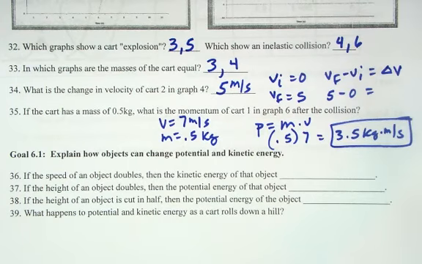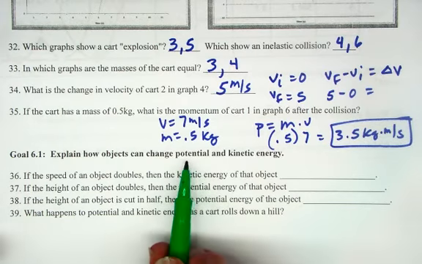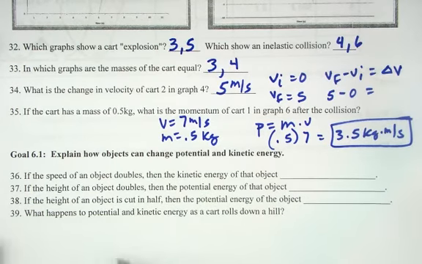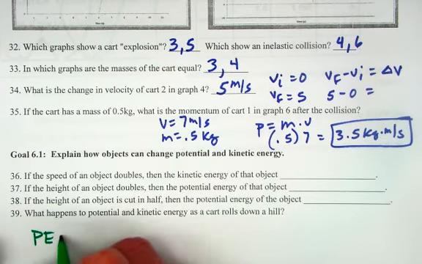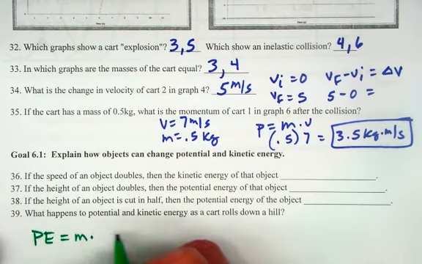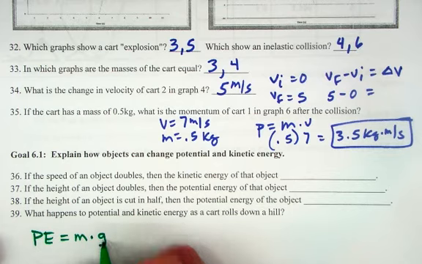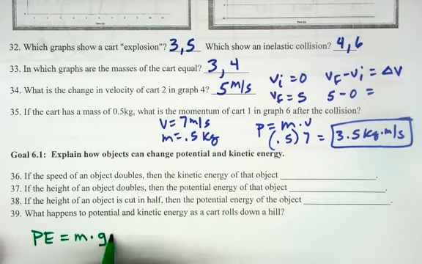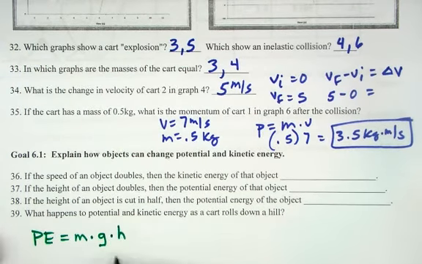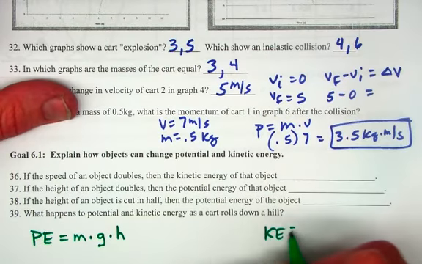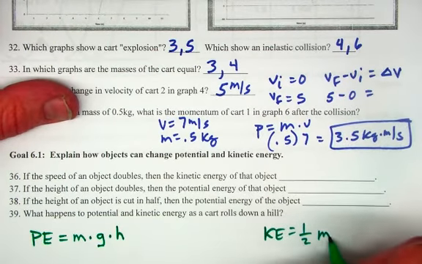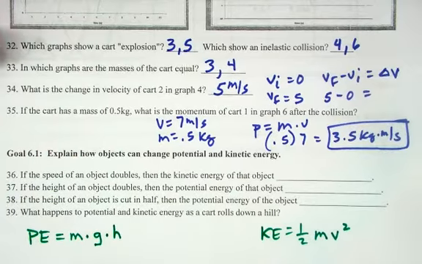This video is going to be reviewing the energy unit for semester 2. To be able to do this, you need to know the equations for potential and kinetic energy. So we use PE for potential energy, and the formula is mass times little g, which is the acceleration due to gravity, or 10 meters per second squared, times height. For kinetic energy, the equation is 1/2 times mass times velocity squared.